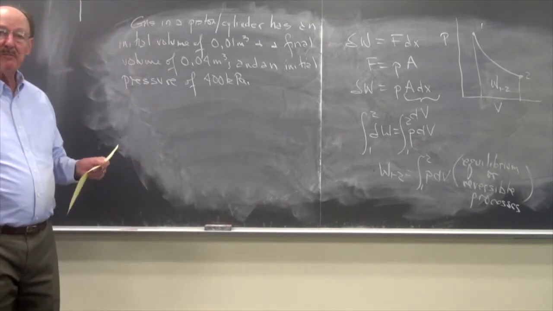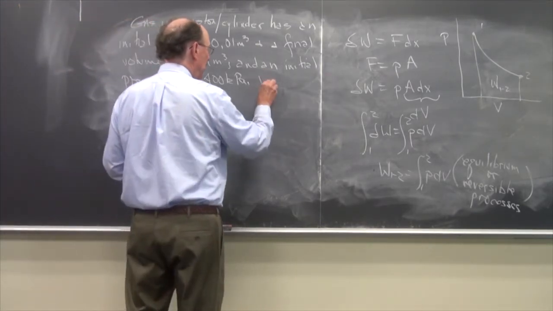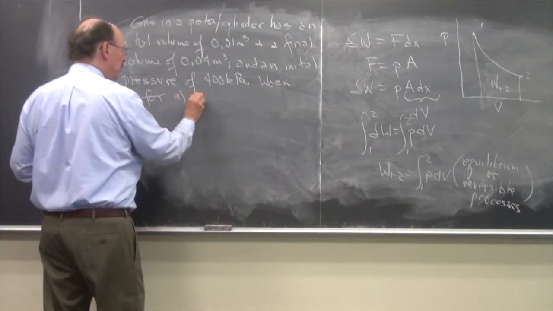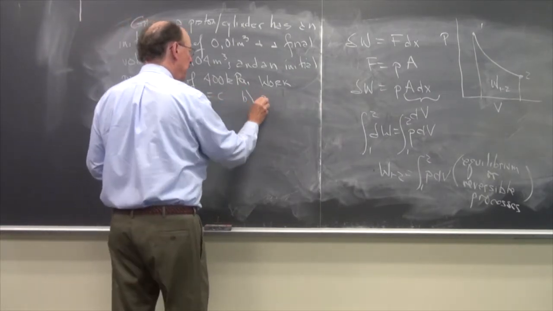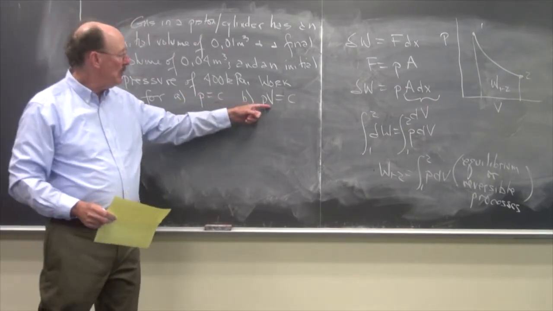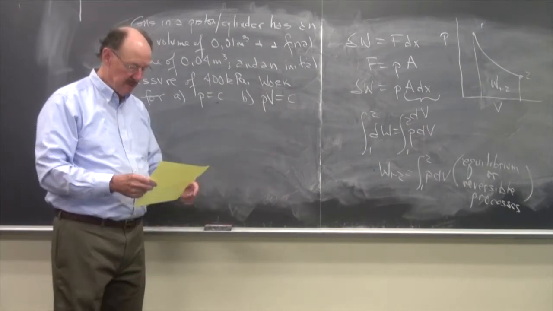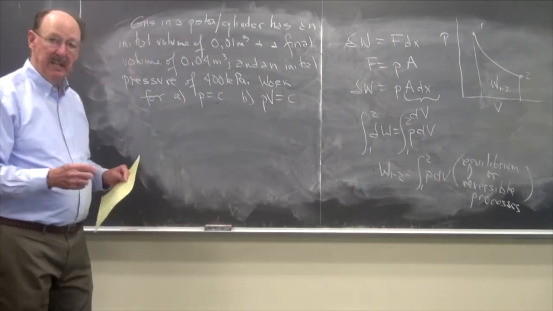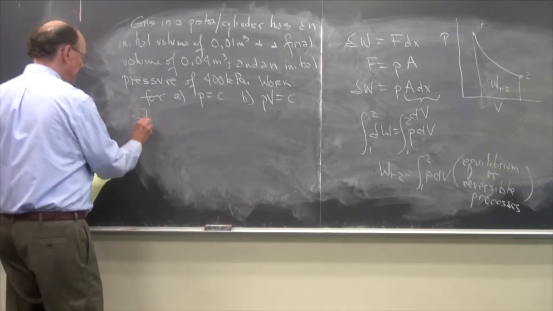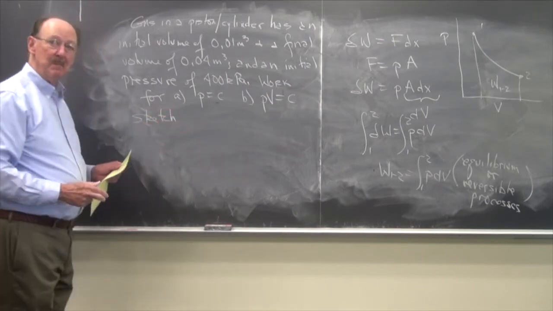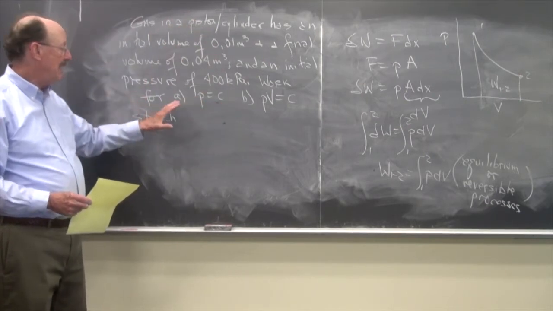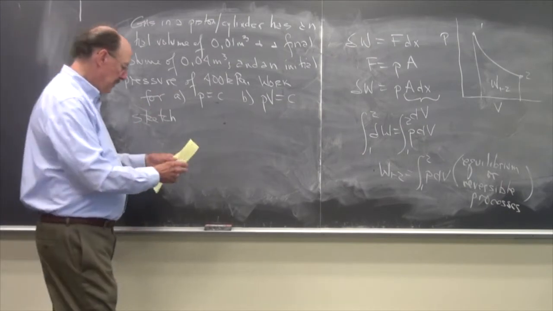And we want to find the work for this process for a couple of different paths. Work for A, P equals C, and B, PV equals C. So we have 2 different processes that we want to consider. One where the pressure is constant, one where the pressure is inversely related to the volume. And what I'm going to talk about in terms of thermodynamic problem solving is that we draw a sketch. So the first thing in terms of problem solving is I want to translate the words into a sketch. So I have to do that. So now I'm going to have a sketch.